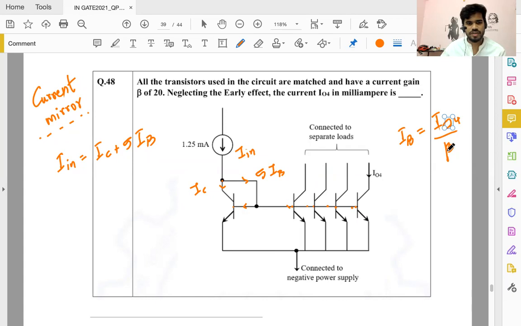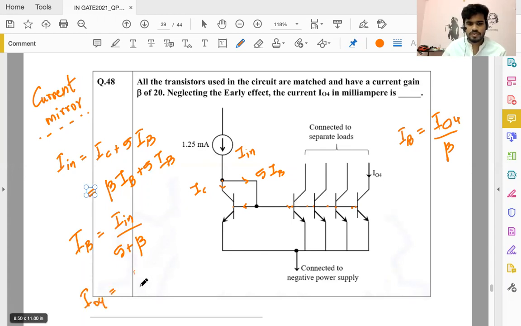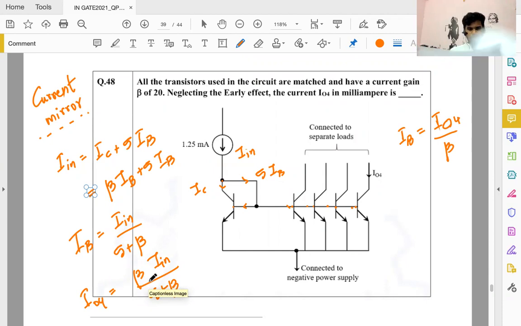So if you know IB, we can find IC. And how about this IC? We can write it as beta times IB is IC plus 5 IB. So you can find IB from here. IB is just IN by 5 plus beta. And once you know IB, you can find IO4. IO4 is beta into IN by 5 plus beta. One second, let me just make sure there are no mistakes here.